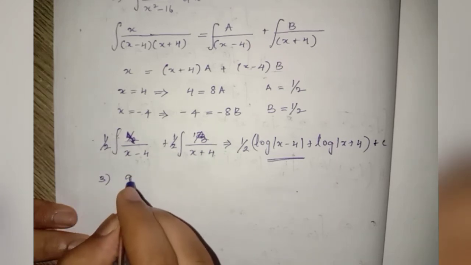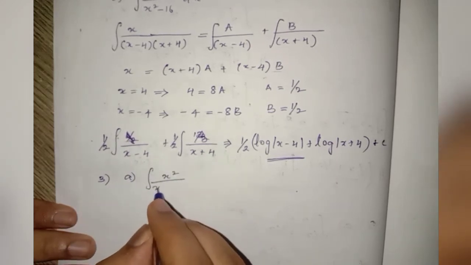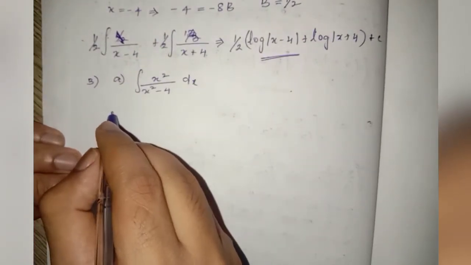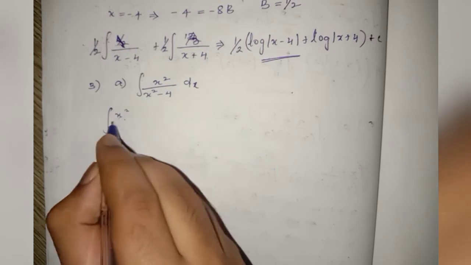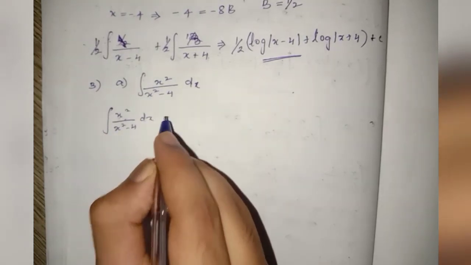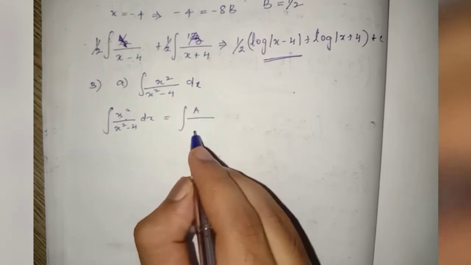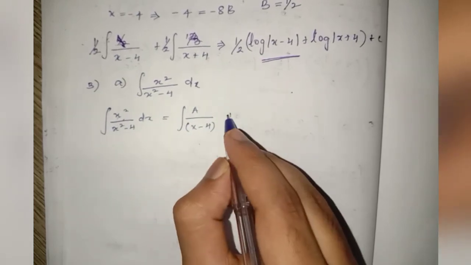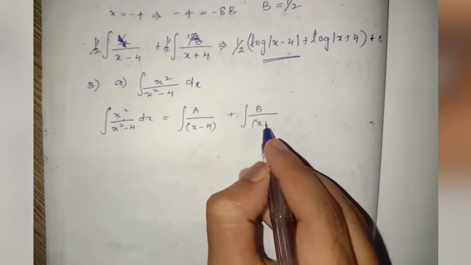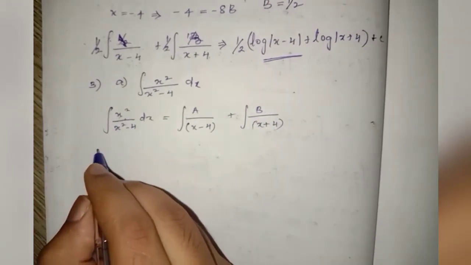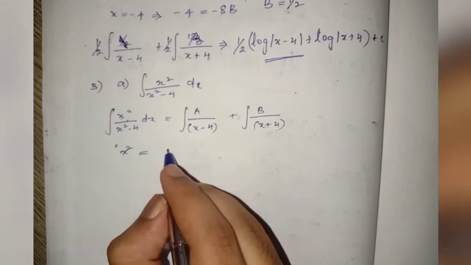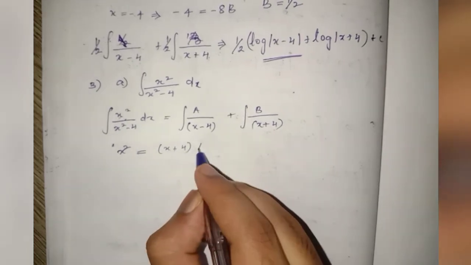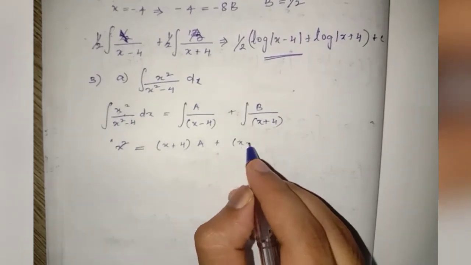Third question, part A, integral x square by x square minus 4 dx. So in this problem, we can write this as integral x square by x square minus 4 dx is equal to a by x minus 4 plus b by x plus 4. Now if you multiply both sides by x square minus 4, we get x square is equal to x plus 4 a plus x minus 4 b.